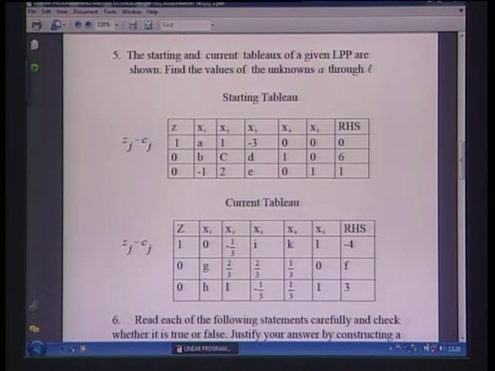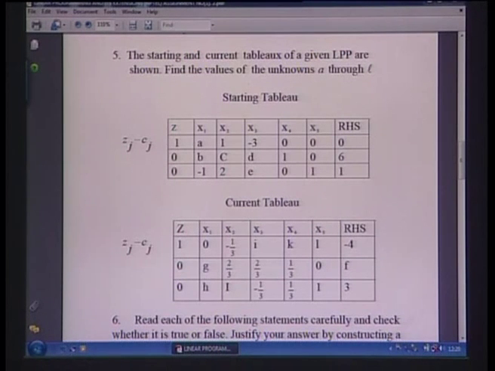Now, fifth one. Let's just concentrate on the fifth one. I have given you the starting tableau and the current tableau. In this case, the problem I took from the book writes the top row as Zj minus Cj. We have been using Cj minus Zj, so you just have to change the criteria.